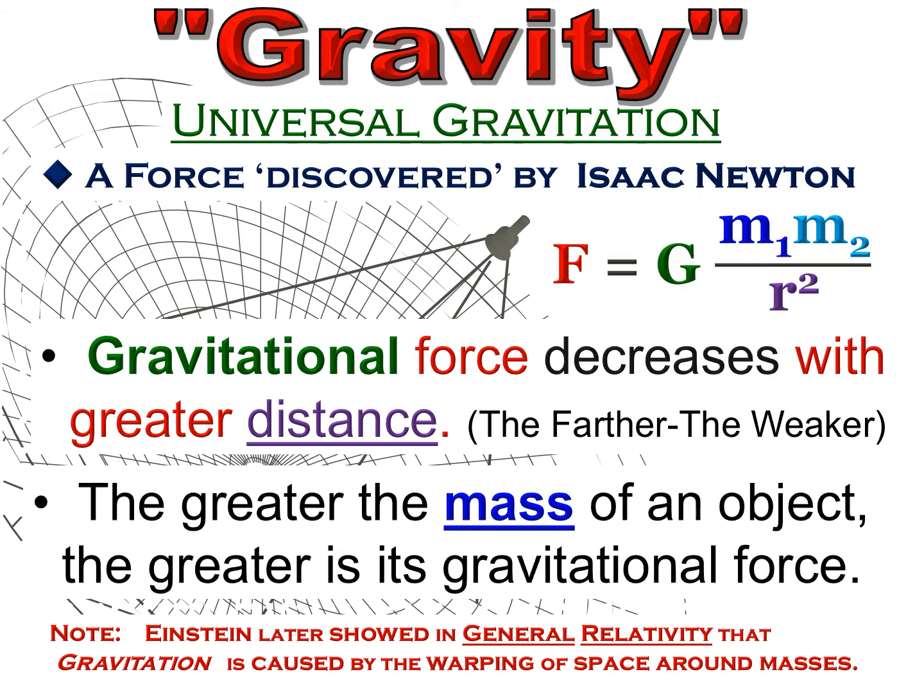Now, at the bottom it says, note, Einstein later showed in general relativity that gravitation is caused by the warping of space around masses. How did he prove this? He proved this by things that would only happen if the space itself was warped, and it wasn't just a gravitational attraction, a force between two objects. He showed that even light was affected by gravitational impressions in the universe.